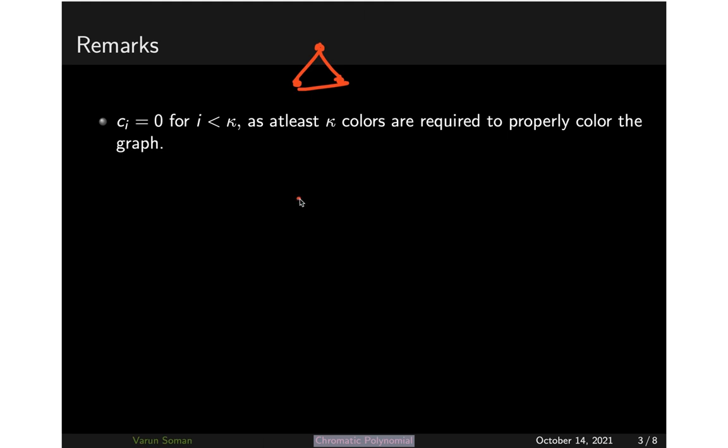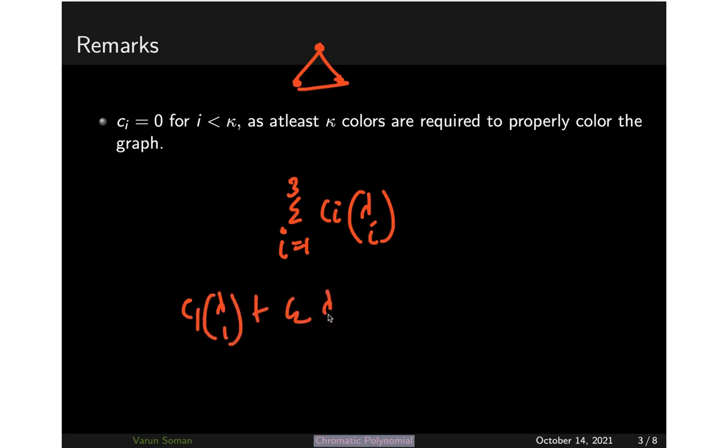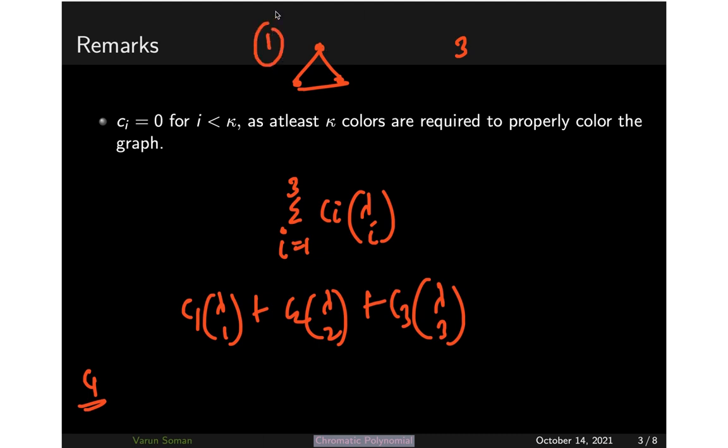The formula will be simply the sum for i equal to 1 to n, where n is the number of vertices, of Ci into lambda Ci. So in this formula you will have C1 into lambda C1 plus C2 into lambda C2 plus C3 into lambda C3. Now tell me what is C1. C1 is the number of ways of coloring this graph using one color. This graph has 3 vertices and is a complete graph, so at least 3 colors are required. Can you color this graph using exactly one color to get a proper coloring? You cannot. So in this case your C1 would be simply 0.